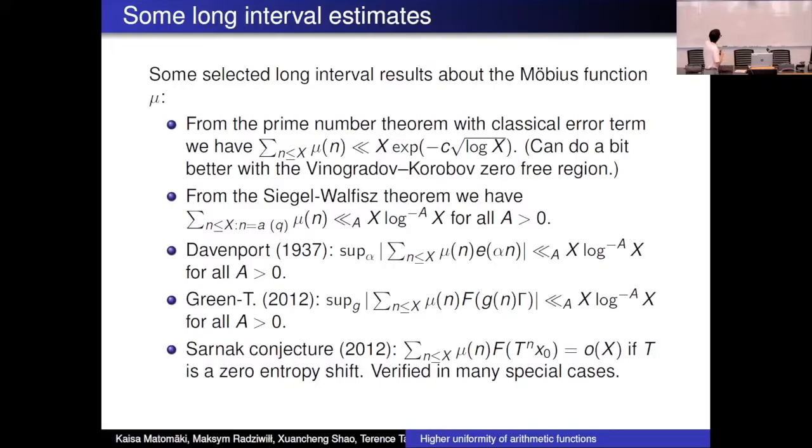If you restrict to an arithmetic progression, so if you're correlating mu with basically a periodic function, then we can't quite save this much because of the possible Siegel zeros, but we can save any power of log x with a constant, which unfortunately is ineffective, but that's another story.